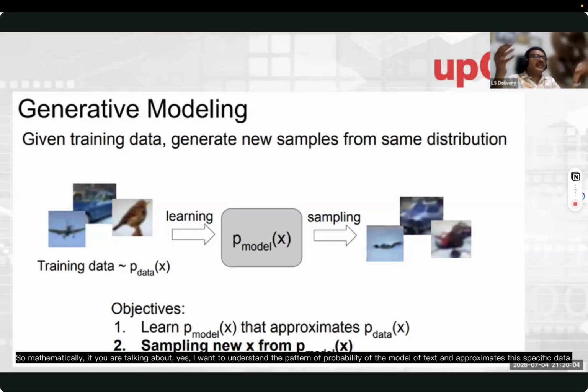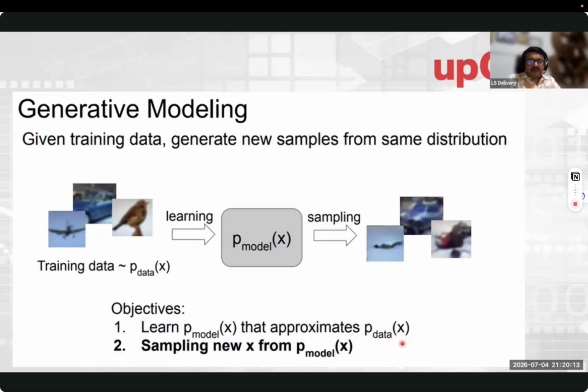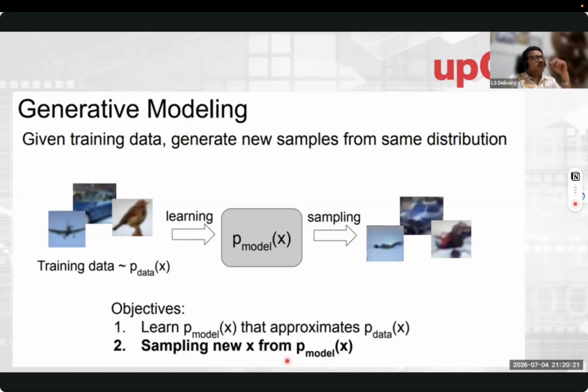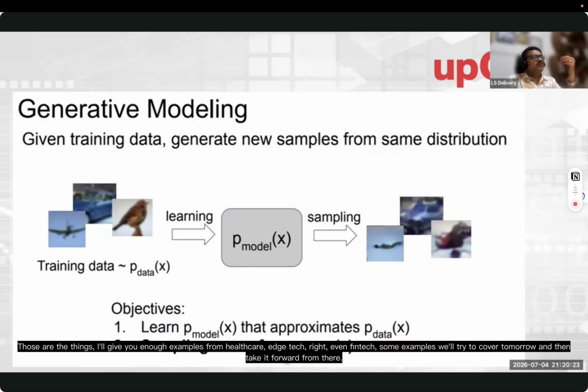Okay. So mathematically, I want to understand the probability pattern of the model of X and approximate this specific data. Then sampling new X means new samples need to be created. Then what is the value of it? Why should I generate this? Those are the questions. I'll give you enough examples from healthcare, edtech, even fintech. Some examples we'll try to cover tomorrow and take it forward from there.